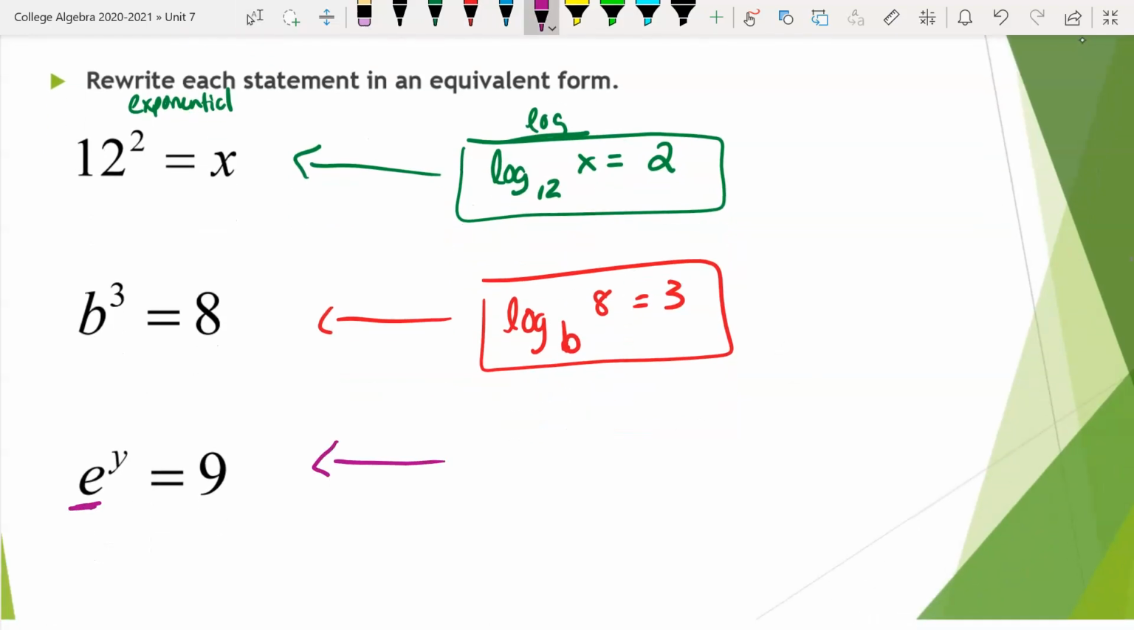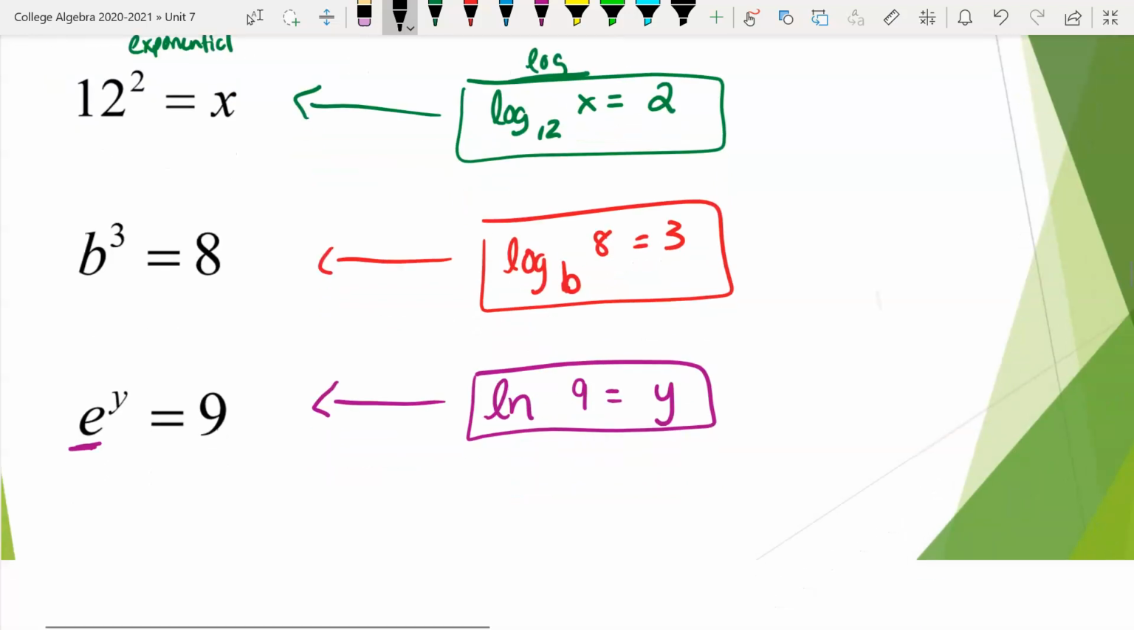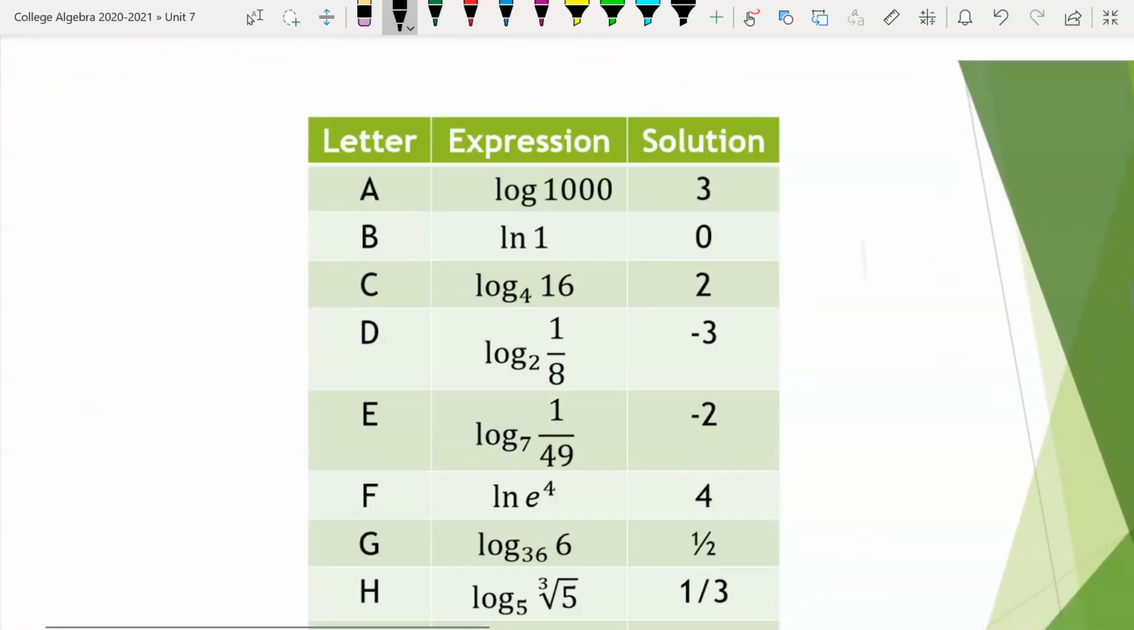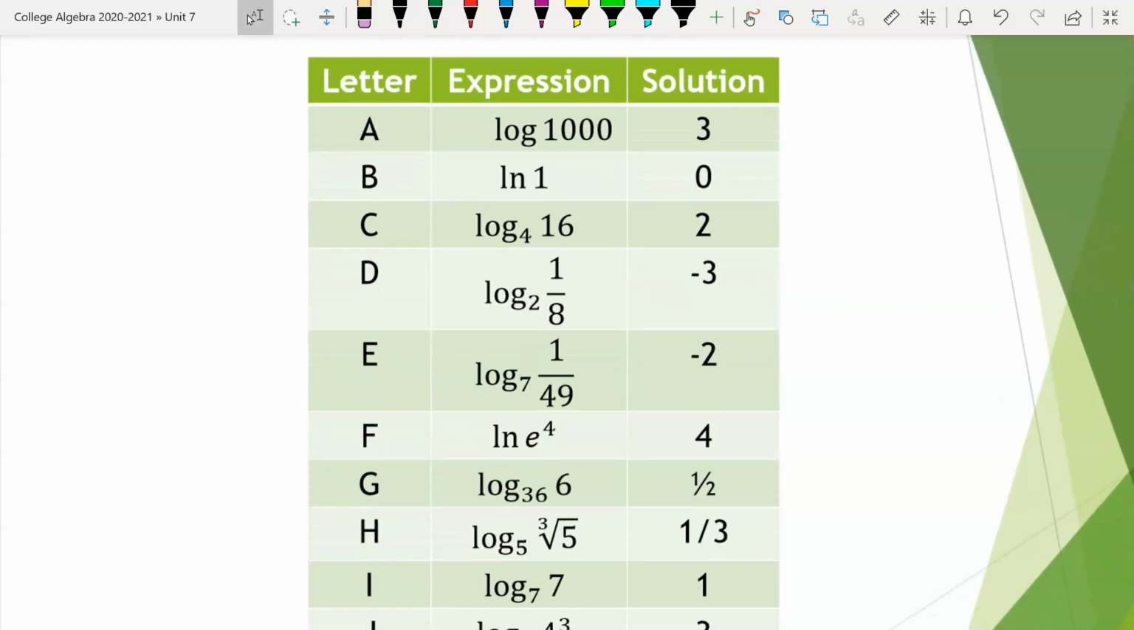See how this says base e? So now we use natural log instead of regular log base 10. And we would say e, but you don't have to write e, so you can just write natural log of 9 equals y. If it's a log function with base 10, we don't write base 10. If it's a natural log with base e, we don't write base e. Okay? So, here are some expressions that you could probably solve.